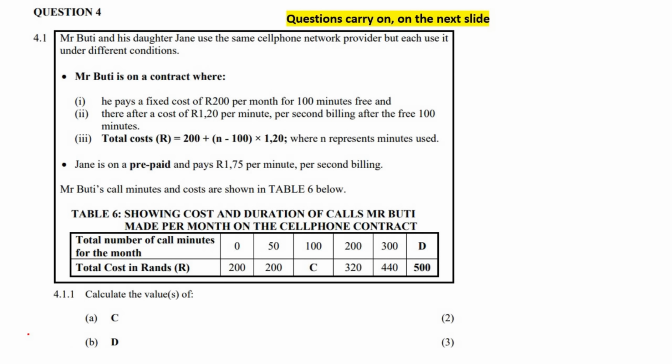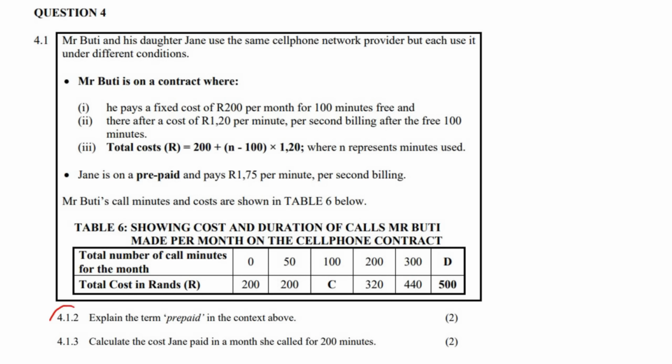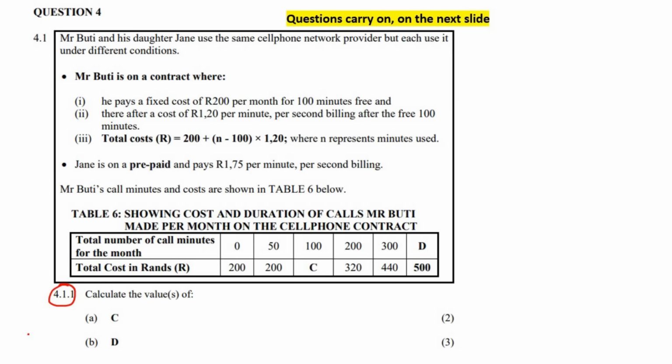So this question will be broken up into parts. So here we have the first question, and then we've got a second and a third question over there. So let's begin. Mr. Booty and his daughter Jane use the same cell phone network provider, but they use it under different conditions. So Mr. Booty is on a contract where he pays a fixed cost of 200 Rand per month, and he gets 100 minutes for free. And after that, if he needs even more, then he pays 1 Rand 20 per minute after the first free 100 minutes.